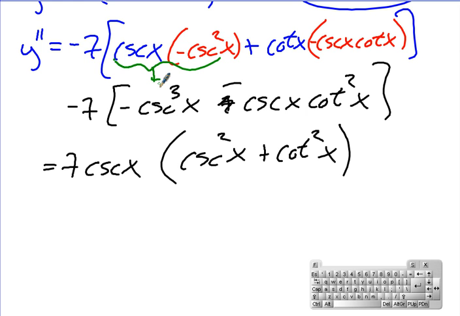Undistributed, which leaves me with 7 cosecant x out front. If I divide away a negative cosecant, I take the negative sign away, I take away one power of cosecant, making it plus cotangent squared. Well, let's just check it, make sure.